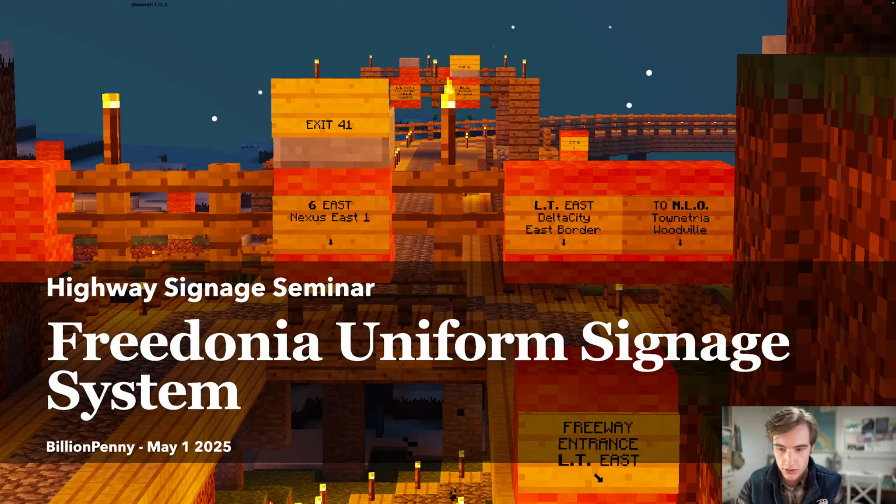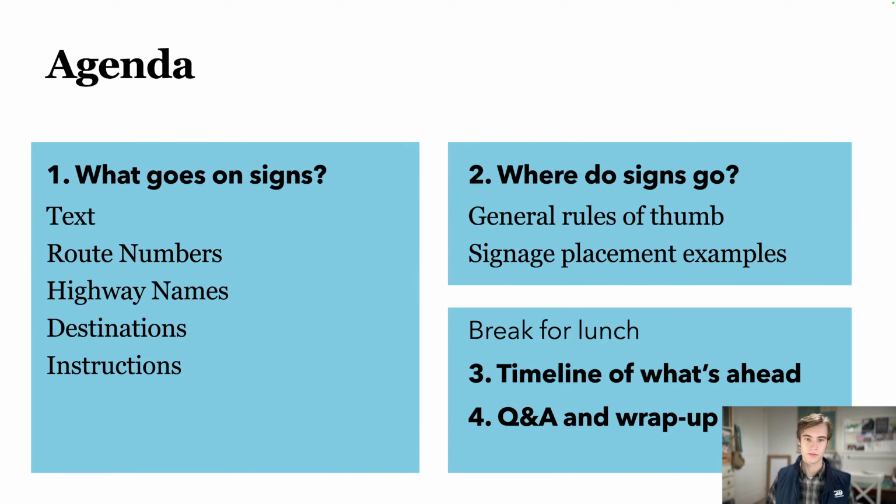Okay, so welcome to the Uniform Signage System seminar. Today we will be talking about as much as I can about the signage system. We're going to be looking at a few things. First of all, what goes on signs? This is the basics of the system. We're going to talk a little bit about route numbers and how the highway names are signposted, destinations. We're going to go through the standard destination map. We'll talk about what that is.